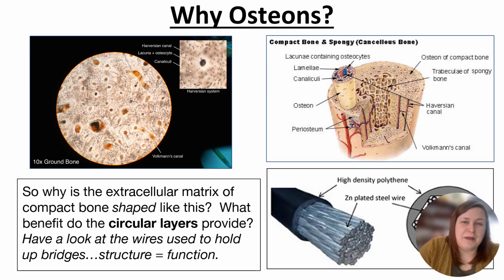So why would we make osteons shaped like this? I gave you all an example here. These are the cables that they use to make like bridges. This structure of like circular layers, or really like hexagonal layers, layered upon each other and then layered upon each other again provides a really, really strong structure that is also flexible. So this is why this structure is so important, and this is why osteons are set up this way.